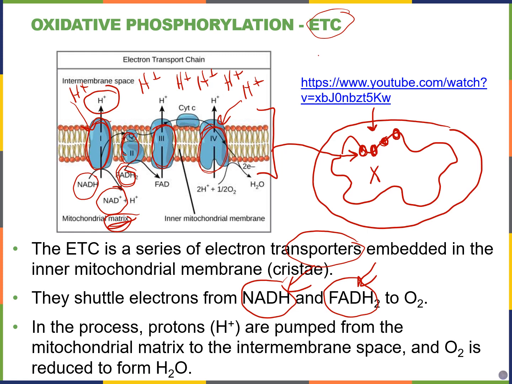And we're going to see later that oxygen is required because the electrons that were donated to this electron transport chain have to go somewhere at the end, so there's no backup in the system. The final electron acceptor in the system is oxygen. So oxygen will receive the electrons that were donated from NADH and FADH2 to form water.